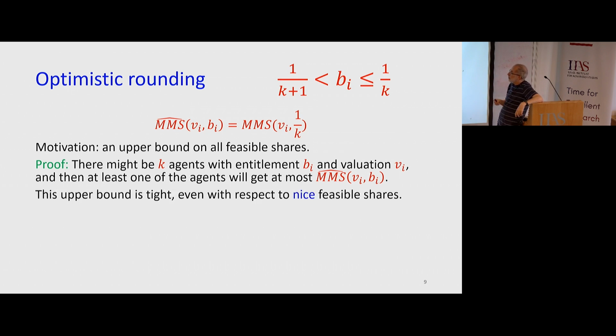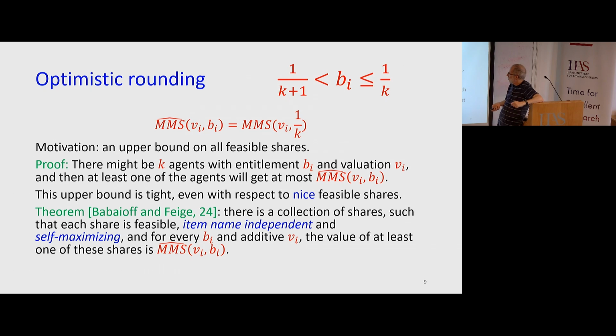And in fact, this upper bound is tight. You cannot think of any lower share that would be an upper bound on all feasible shares, and even not on all nice feasible shares, which are not defined here. So there is a collection of shares that we can define, such that each one of these shares is feasible, meaning if we adopt these share notions, it's always possible to give all the agents their share value. It has some nice properties which I will not go into here, but it just means that it's not too crazy shares. These shares do make some sense.